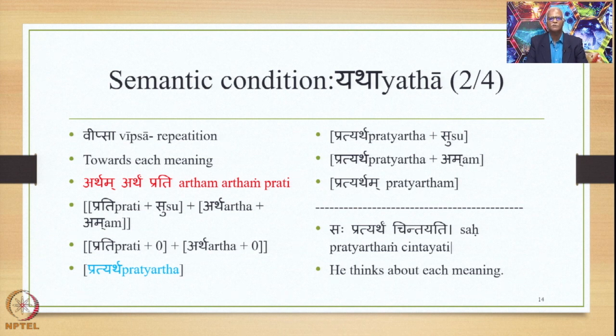Artham artham prati is the laukika vigraha and pratyartha is the generated compound output of avyayibhava samasa. When we use pratyartha in the sentence, we have pratyartha plus su, and then this su is substituted by am, because pratyartha is an avyayibhava samasa which ends in a, and therefore the sutra navyayibhavat atomtva panchamyaha applies and substitutes su by am. So we have pratyartha plus am. Then we apply the sandhi rule and we get the form pratyartham. So the sentence is saha pratyartham chintayati. He thinks about each meaning.